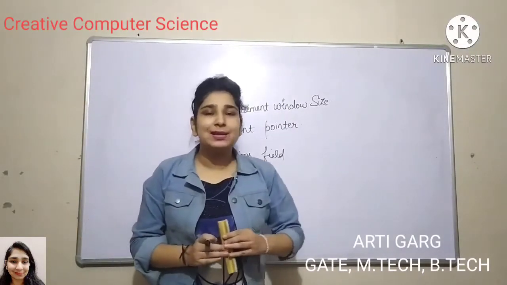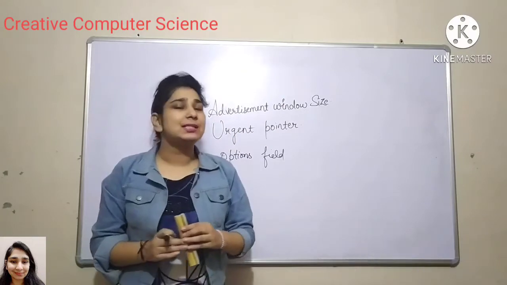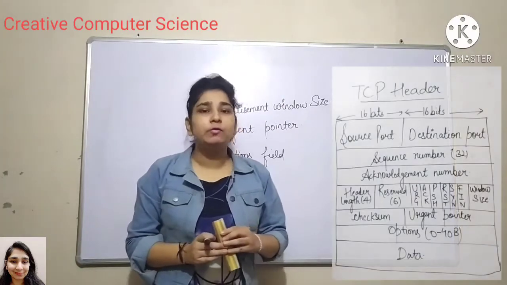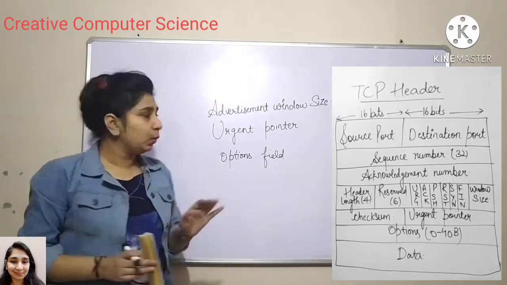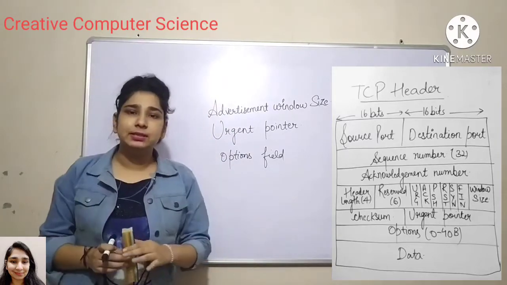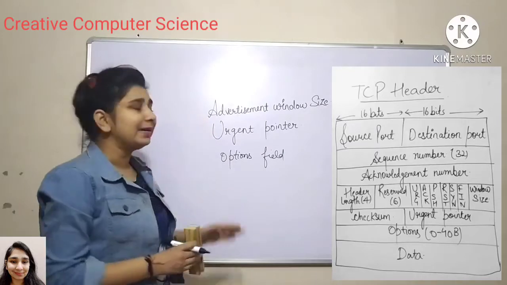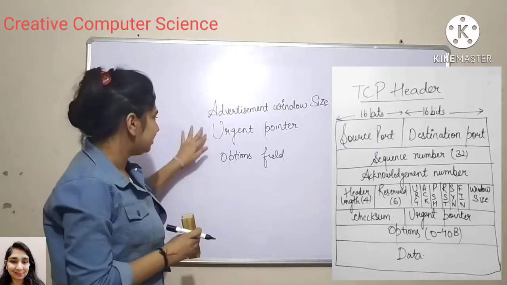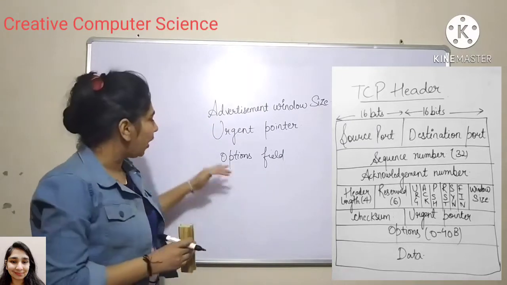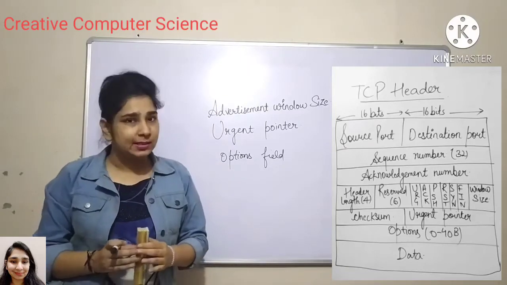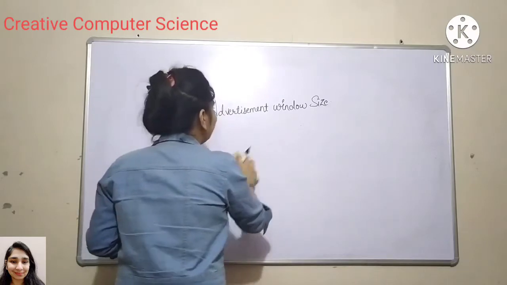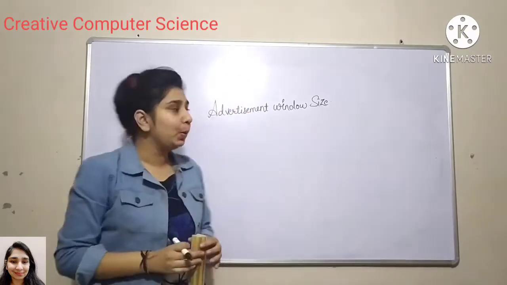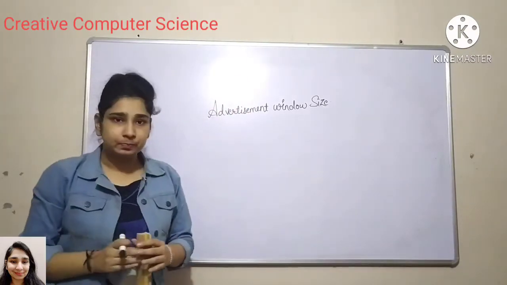So in today's lecture we are going to discuss the remaining fields of the TCP header. These are the three fields we are going to study in this video. First one is the advertisement window size, second one is the urgent pointer, and third is the options field. Firstly, let's discuss what the advertisement window size is.